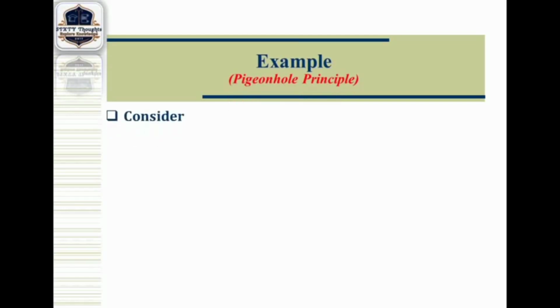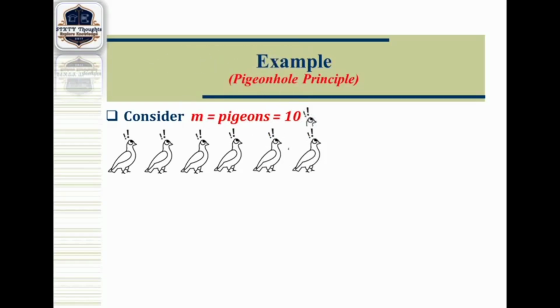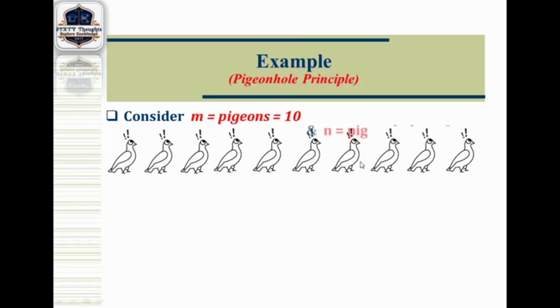Now let us consider one example of the pigeonhole principle. Let us consider 10 pigeons; we consider 10 pigeons as the m value. The pigeons are first, second, third, fourth, 5, 6, 7, 8, 9, 10. So m equals 10 pigeons. Now we consider 9 pigeonholes, so that is equal to n.